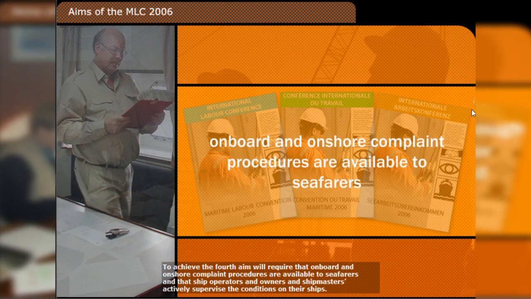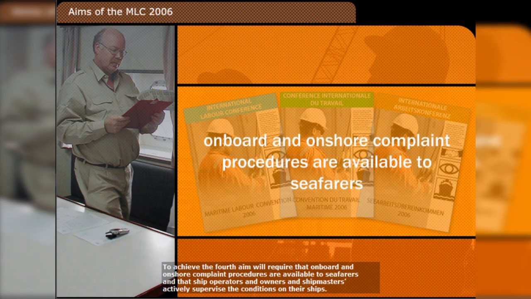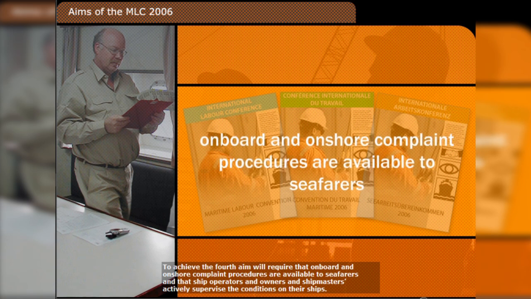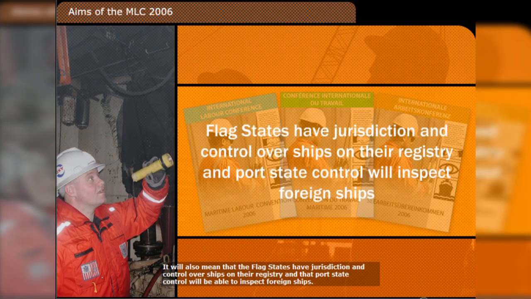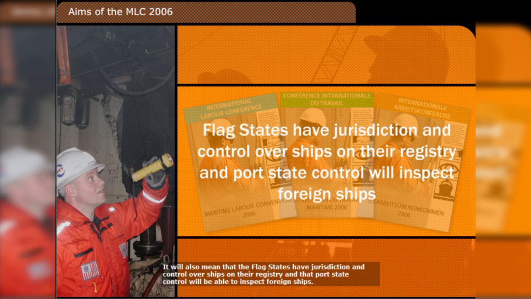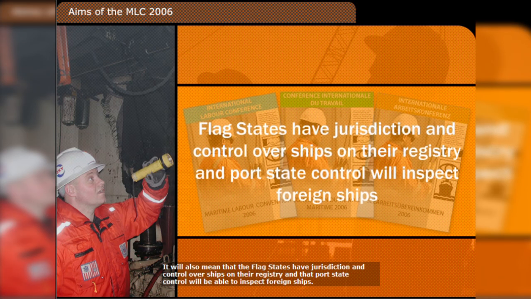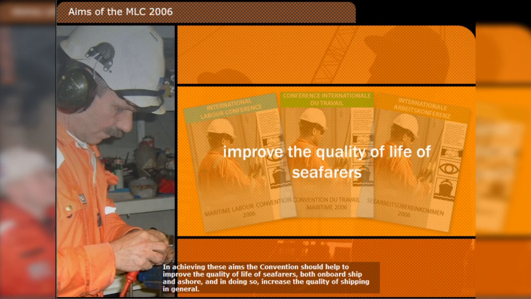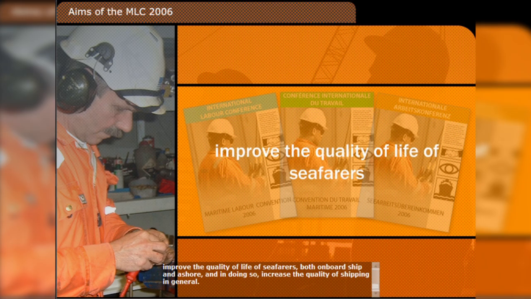To achieve the fourth aim will require that on-board and on-shore complaint procedures are available to seafarers, and that ship operators and owners and ship masters actively supervise the conditions on their ships. It will also mean that the flag states have jurisdiction and control over ships on their registry, and that port state control will be able to inspect foreign ships. In achieving these aims, the Convention should help to improve the quality of life of seafarers, both on board ship and ashore, and in doing so, increase the quality of shipping in general.